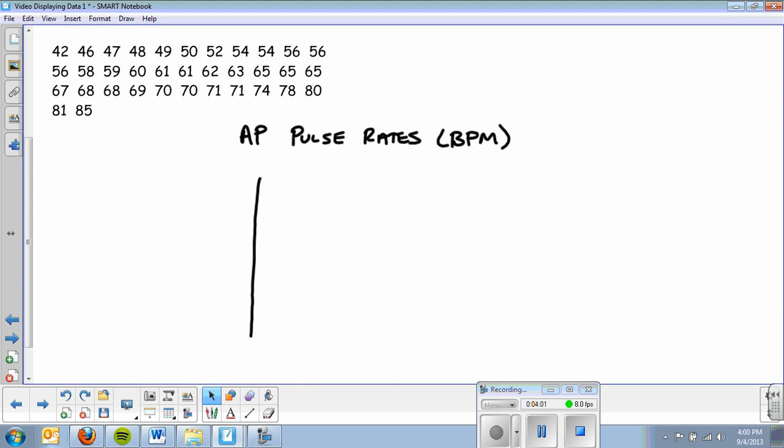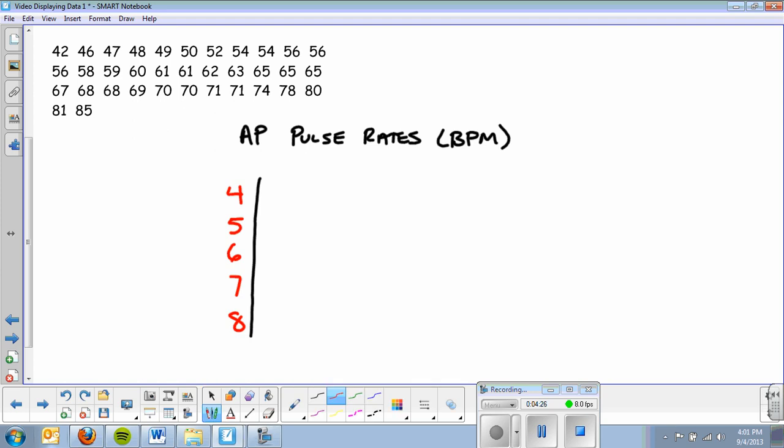Now, I look at the numbers, and the numbers go from 40 to 50 to 60 to 70 to 80. So those are basically going to be my stems: 4, 5, 6, 7, 8. Again, in my stem plot, I want the numbers to be in order. So it's helpful that my numbers are already in order.